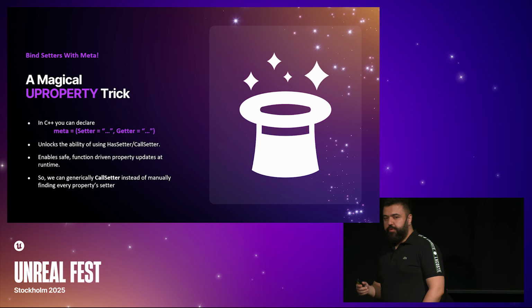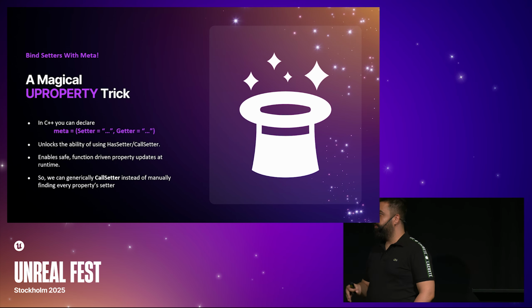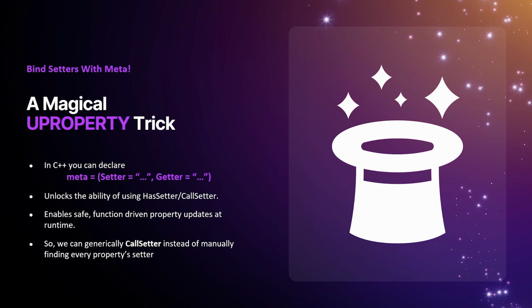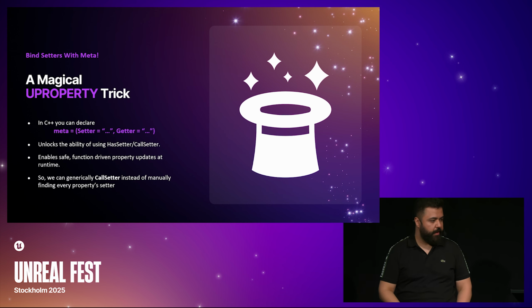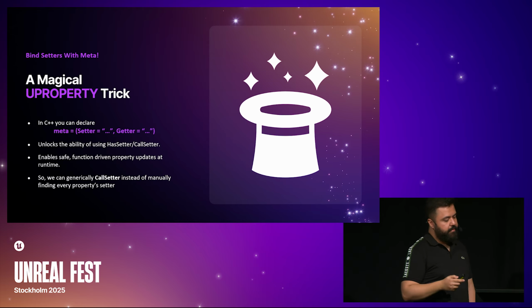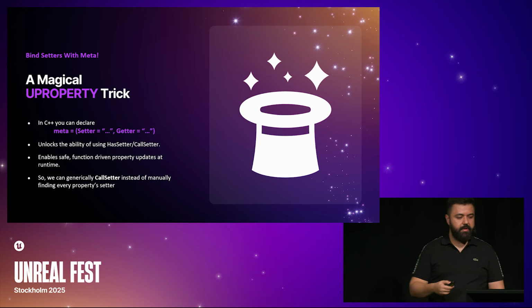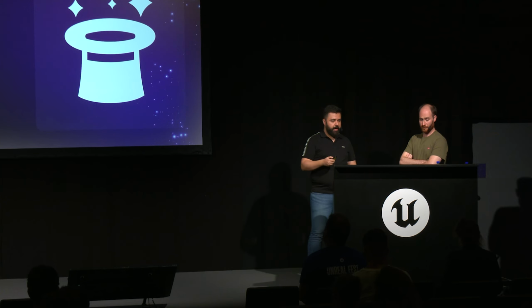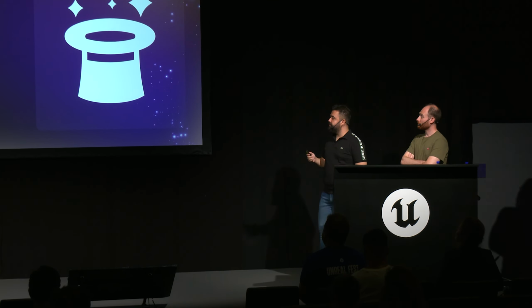As I mentioned earlier, you can actually bind hooks to the FProperties. In C++, you can declare the meta, setter, and getter, and you can write the function as you want to be setter or getter, the dotted lines here. And thanks to that, you unlock the ability of using HasSetter and CallSetter calls. So we can safely call property setters dynamically without manually wiring them one by one. Once we have bound our setters to the FProperties, it's time to access those FProperties at runtime.